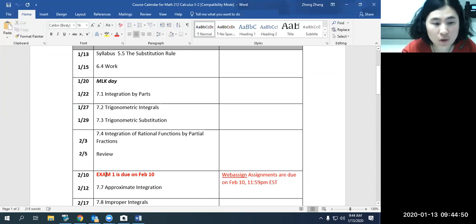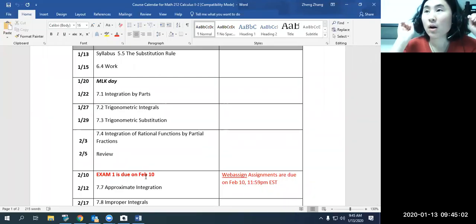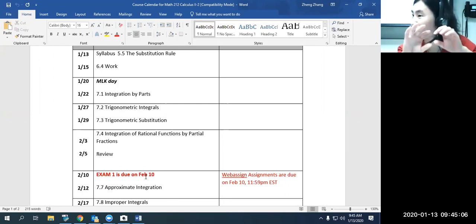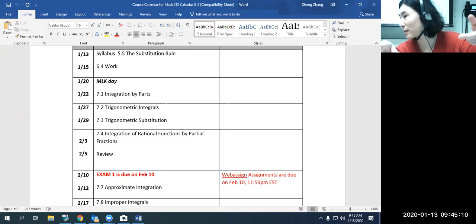So there will be no class on the exam day, say February 10th, when exam 1 is due, but you don't have to physically show up in class because you will take your exam in the testing center, okay? When your test 1 is available, I'll send you guys an email saying your test 1 is available, so please make an appointment with the testing center and take the exam there, okay?